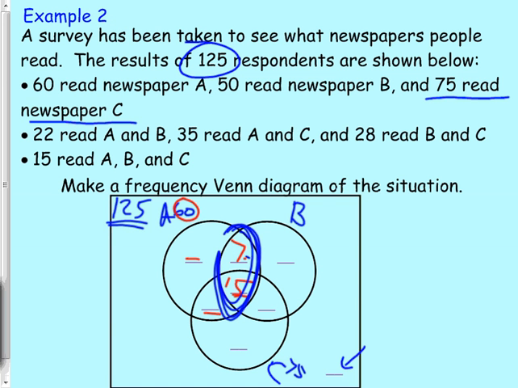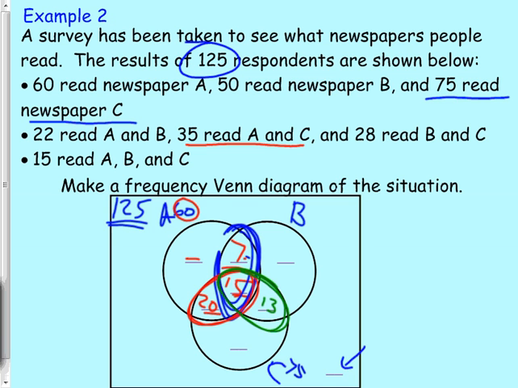All right. And 35 read A and C. So these two together make a total of 35. That must mean this is 20. Because 20 plus 15 would make 35. And then 28 read B and C. This is B and C. 28 total for that. So therefore, is that an 8? Wait a minute. Oh, 13. Thank you. I was doing my math wrong in my head.